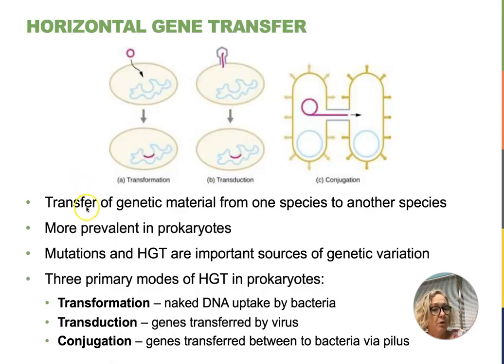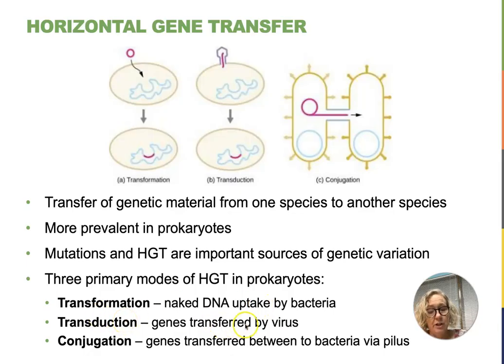Okay, here's another example. Transfer of genetic material from one species to another. It's more prevalent in prokaryotes. Obviously, it's going to be more prevalent in prokaryotes. And the mutations and horizontal gene transfer are important sources of genetic variation. There are three primary modes in horizontal gene transfer: transformation, naked DNA that bacteria take up. This is what we do with genetic engineering very often.